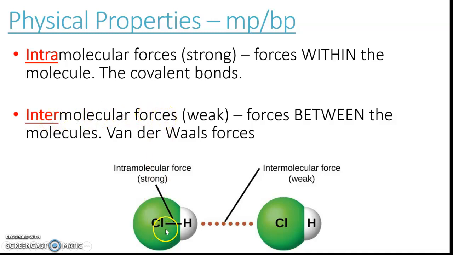Intramolecular forces are the covalent bonds, the sharing of electrons that holds the two atoms together. Here we have an example of HCl. The H and the Cl are sharing electrons. That is a strong covalent bond, a very strong force holding those two atoms together, not easily broken. So that's the intra. Intra is like inside, within. So strong forces within the molecule, the covalent bonds.